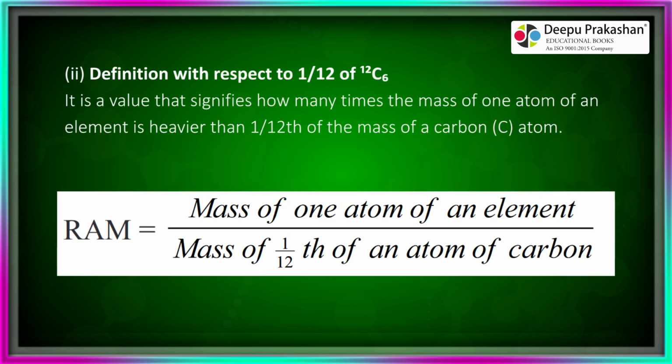Second, definition with respect to 1/12 of carbon-12. It is a value that signifies how many times the mass of one atom of an element is heavier than 1/12th of the mass of a carbon atom.